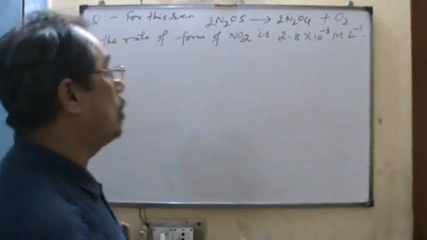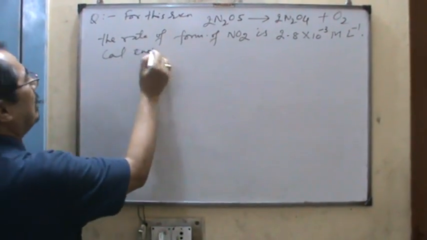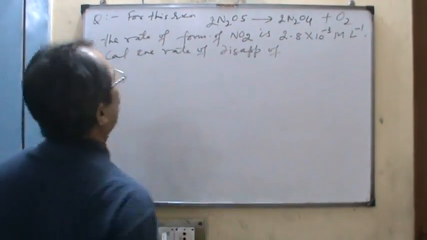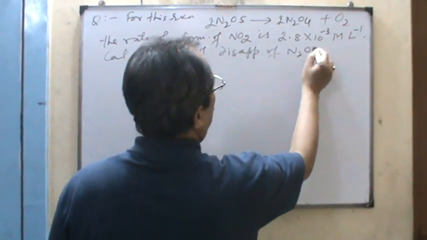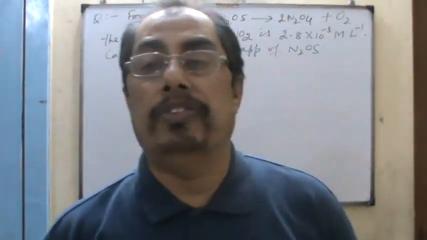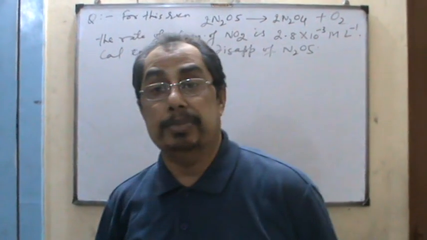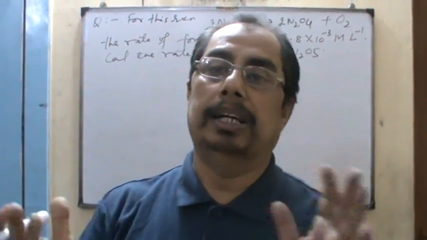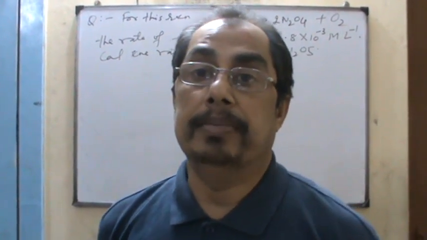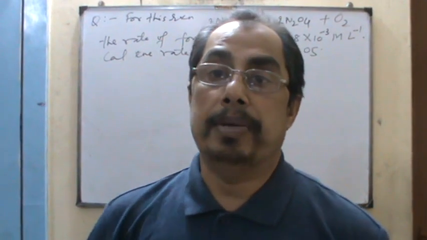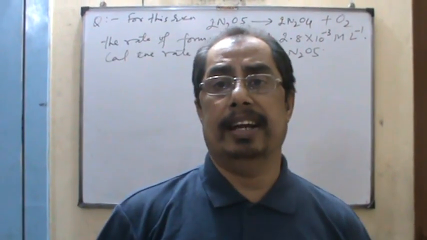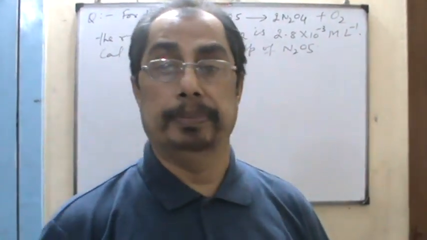Calculate the rate of disappearance of N2O5. My dear students, the rate of a reactant is always taken with a negative sign and a product always with a positive sign, because I already explained this on day one when I started chemical kinetics. Reactants disappear and products form. Therefore, by convention, reactants are taken as negative and products as positive.